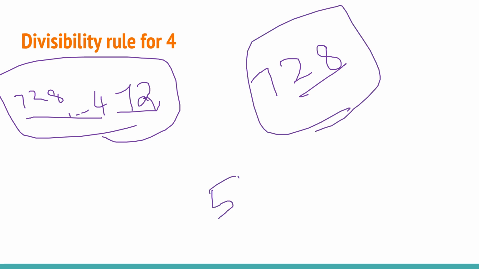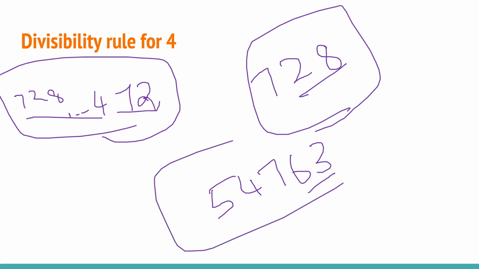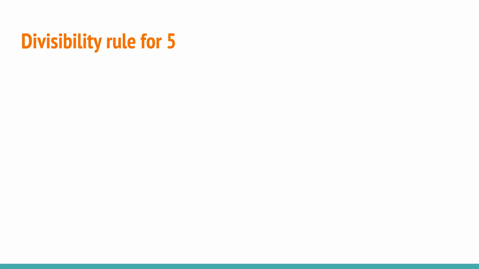Let us take some big number. So 5, 4, 7, 6, 3. So here 63 is an odd number and it cannot be divisible by 4. Therefore 5, 4, 7, 6, 3 cannot be divided by 4 either. Let's move on to the next question.